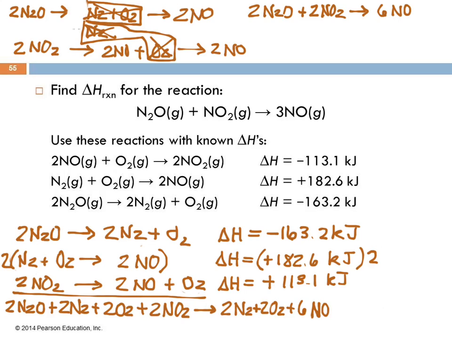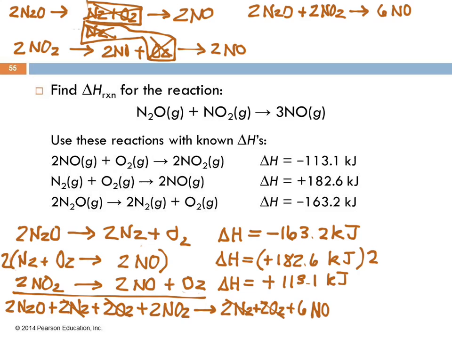And now I look and I see over here, I started with 2 N2s and I'm ending up with 2 N2s. Those are, you could think of them as spectator ions, I suppose. But what's really happening is they're being consumed. And the same thing with these oxygens. And so what I have left is what I wrote up here.